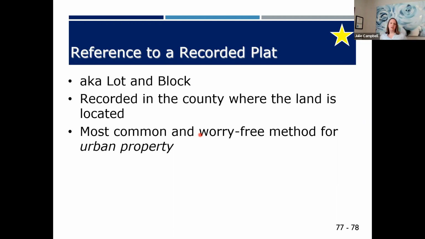Typically where we see recorded plat maps is going to be subdivisions. You're probably not going to find a recorded plat map downtown. What we're looking for is a subdivision. In North Carolina, we can reference a recorded plat map if it's available. So if it's available, we can use that. If there's questions or it's not available, then the surveyor is going to do the metes and bounds.